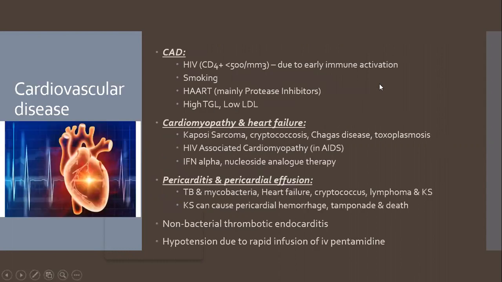Okay. So CVS disease, I told you it's an atherosclerotic cardiovascular disease that is more common. So CAD can occur. HIV itself can cause cardiomyopathy. The other conditions causing cardiomyopathy include cryptococcosis, Chagas disease, toxoplasmosis, and some drugs, IFN alpha and nucleoside analog therapy. Pericarditis can occur. It may be due to TB, heart failure, lymphoma, etc.